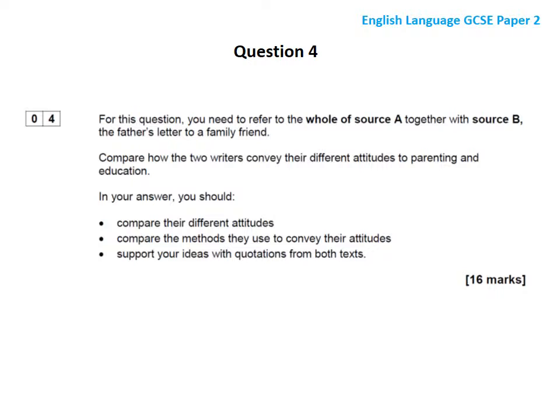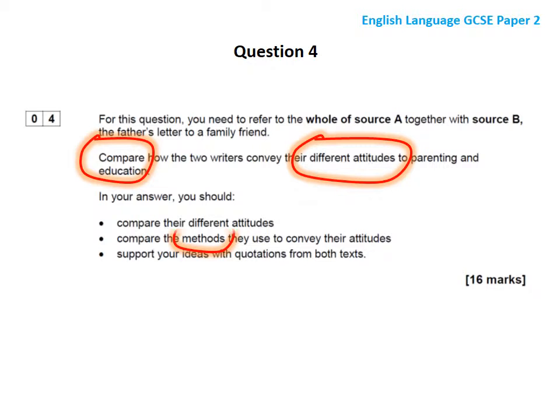So let's break the question down. Comparison is obviously key to it. That's a significant part of the question, both in terms of the first sentence there and in terms of the bullet point coming later. And different attitudes is also key to it as well. Something to not miss though is that the second bullet point asks you to compare their methods. So this isn't just summarising content, it's looking at how they are presented. The question says compare how the two writers convey the attitudes. It doesn't say compare what the attitudes are. It asks you to look at how they are conveyed.